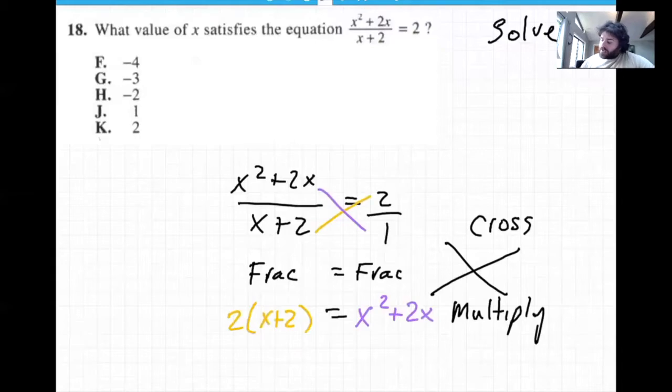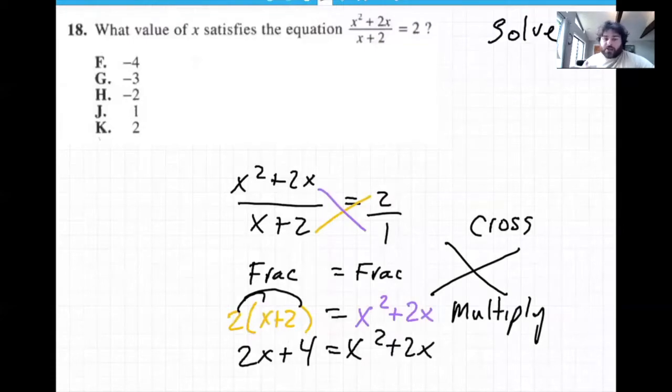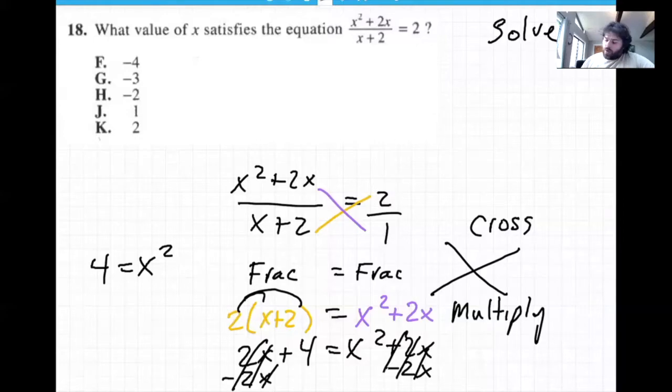So we just keep working this thing. We're going to distribute through. We get 2x plus 4 equals x squared plus 2x. I've got x squared, so I'm thinking, oh my gosh, this is a quadratic, so I better get everything on one side. But what you actually notice is once you move the x's over, they go away from both sides, and you're left with 4 equals x squared. So when you square root both sides, you don't actually have to use a quadratic method. You're just using the square root to cancel the square, and you get plus or minus 2.